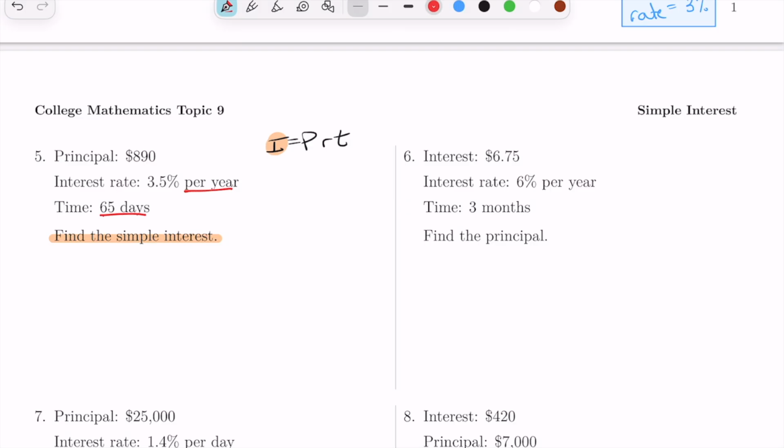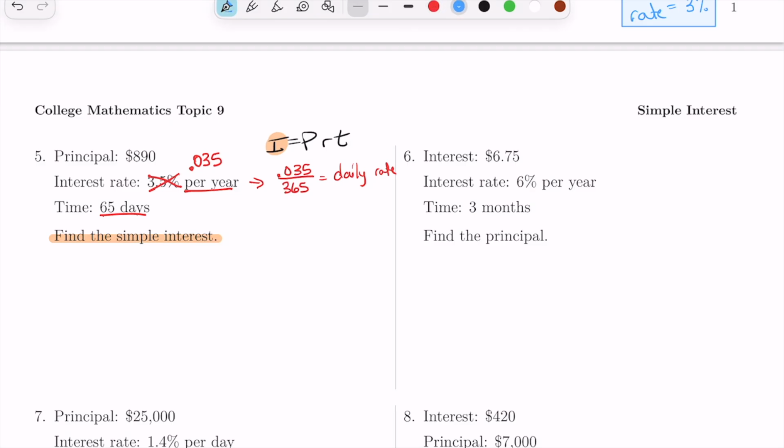What we need to do is to make these work together. We need these labels to match. So what I'm going to choose to do is to take this and write this as 0.035, and that's per year. So if I want to change that into per day, what I would do is take 0.035 divided by 365. This is my daily rate because there's 365 days in a year. So that's going to be my R that I just put in there.